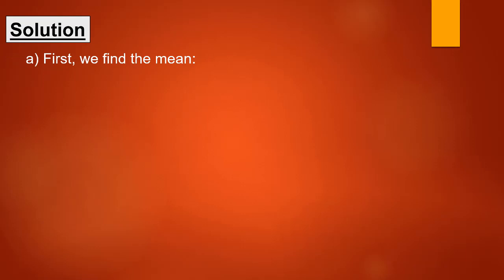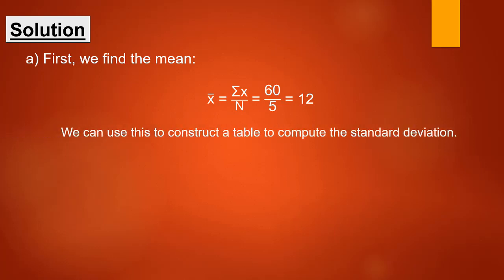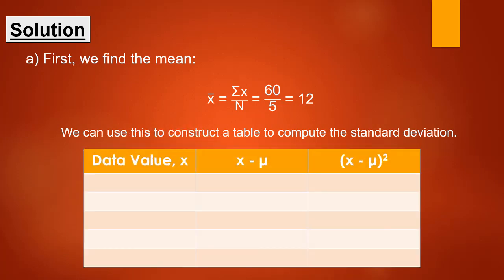So let's look at our solution here. We have to find the mean of those 5 numbers, 4, 8, 12, 16, and 20. So we add them up, 4 plus 8 plus 12 plus 16 plus 20, and those add up to 60. 60 divided by 5 is 12. So the average, the mean of those 5 numbers is 12. If we're going to find a standard deviation, we can construct a table, right? We did that back in section 2.4 when we were talking about standard deviation.